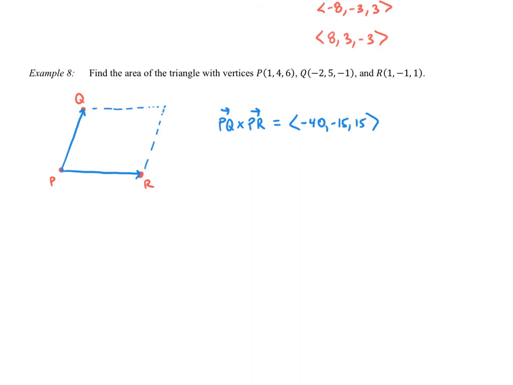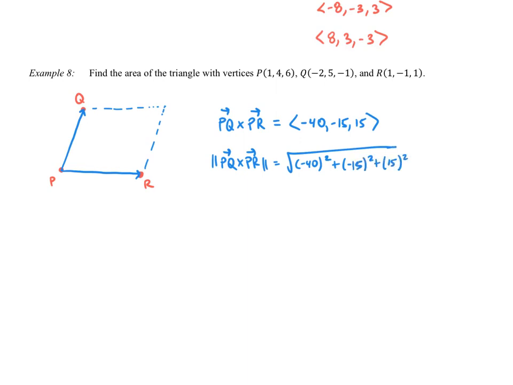The only reason we could scale example 7 is because we didn't care about the size of the vector, we just cared that it was perpendicular. So we could scale it all we wanted. Okay, so in this case, what we're going to do is take the magnitude of PQ crossed with PR, and I'm just going to use a calculator on this, but just as a quick review, we got -40 squared plus -15 squared and 15 squared.